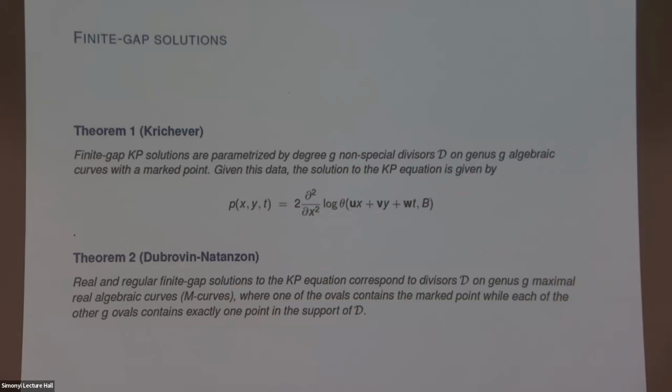So there will be 1 point of the divisor on each of G of the G plus 1 ovals on the curve, and then a marked point, and that gets subtracted to give us a degree G divisor. Okay, but all of that also doesn't really matter. What's important here is that we have a special situation going on in the real and regular case.